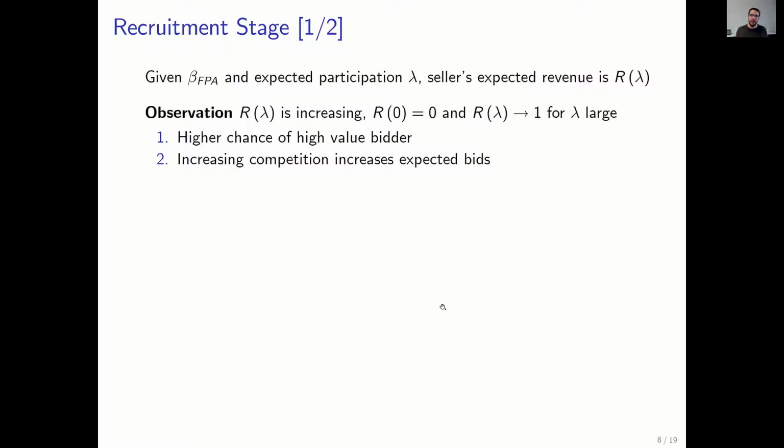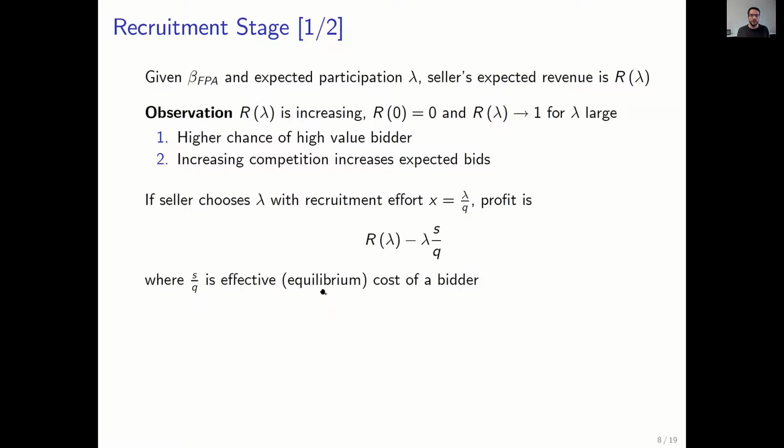Given the bidding behavior at the auction stage, beta FBA, and given an expected participation level lambda, we can calculate the seller's expected revenue as R of lambda. Naturally, R of lambda is increasing. That's a direct implication of the property we just observed. R of 0 is 0, and R of lambda goes to 1 as lambda becomes large, so I assume V is between 0 and 1. R is increasing because first we have a higher chance of a higher value bidder who bids higher, because beta is increasing in V, and second, beta is increasing in N, so they have higher competition. So there are two reasons for the seller to increase lambda.